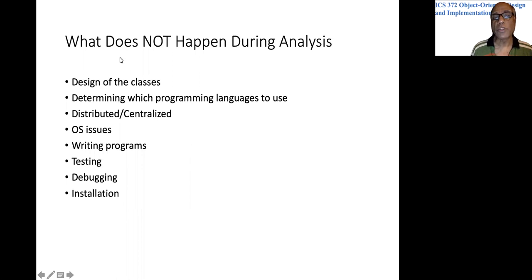It is also important to see what does not happen during analysis. We don't do any kind of design. We don't determine which programming languages should be used. We don't usually decide whether it is going to be distributed or centralized. Then we don't worry about which operating system should be used. We don't write programs, we don't test, we don't debug, we don't install. We simply understand the requirements.